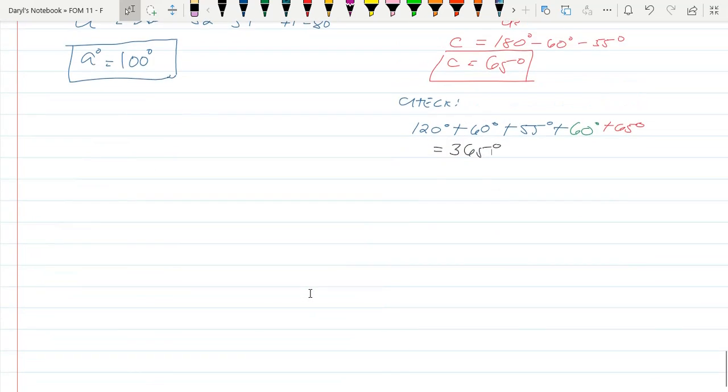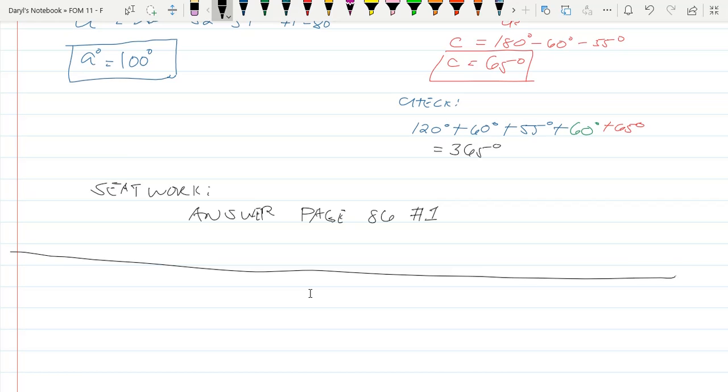As seat work, you try to answer. You need to submit this one. You answer page 86, number 1. Kindly submit this one, show your work, show your solution, and submit it in the Google Classroom.